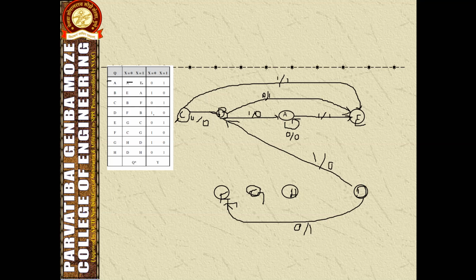Similarly, now D is completed. Now state E to G. Where is the E? Here, E to G. So E to G when x equal to 0, at that time the output we are getting is 0. Then E to C. Where is the C? Here. We have to consider E to C.